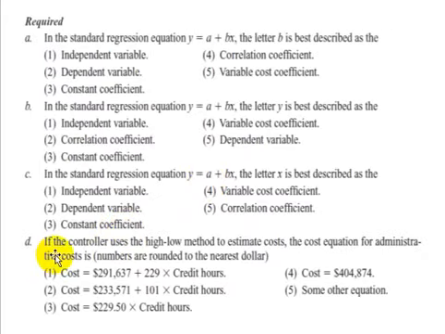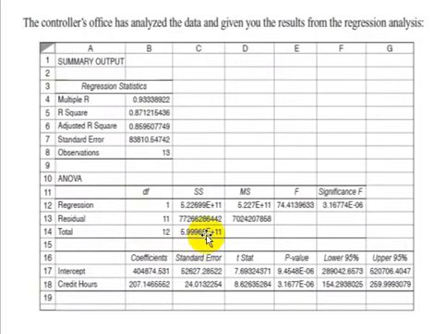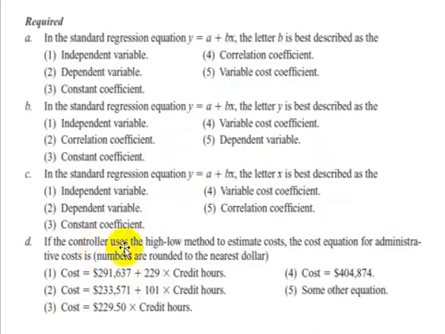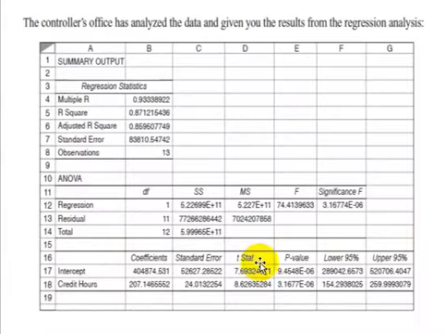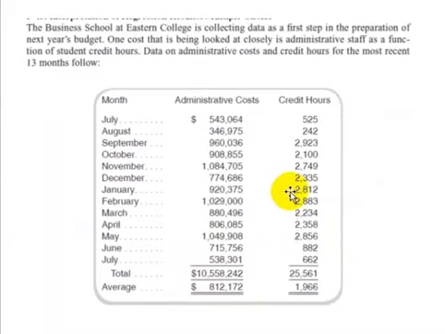Number D. If the controller uses the high-low method, we can't use the regression analysis results. We can't use this total fixed cost or the slope of the variable cost, because the controller uses the high-low method to estimate costs. The cost equation for administrative costs is, with numbers rounded to the nearest dollar. So we need to use the high-low method.